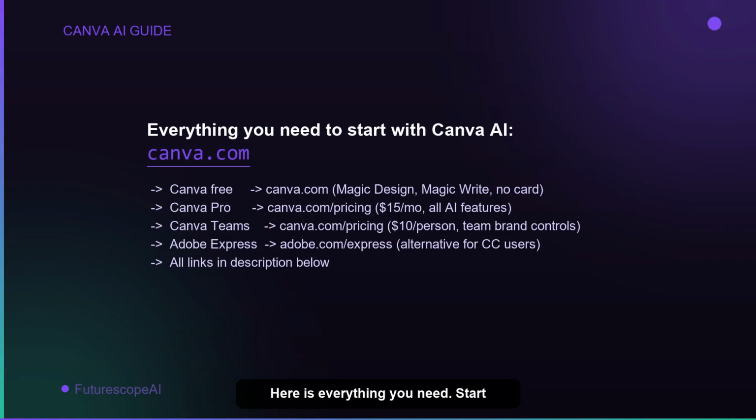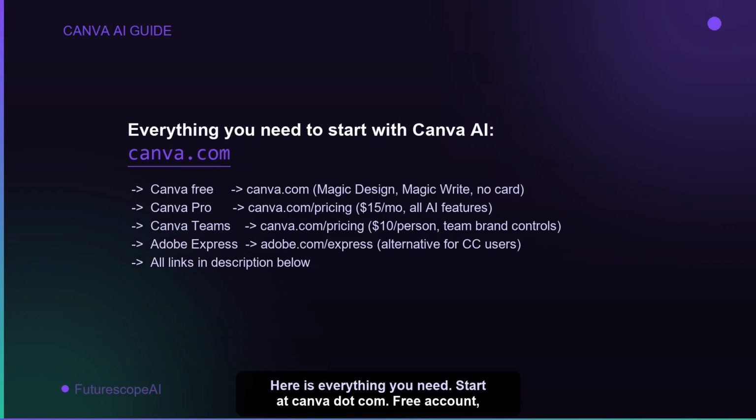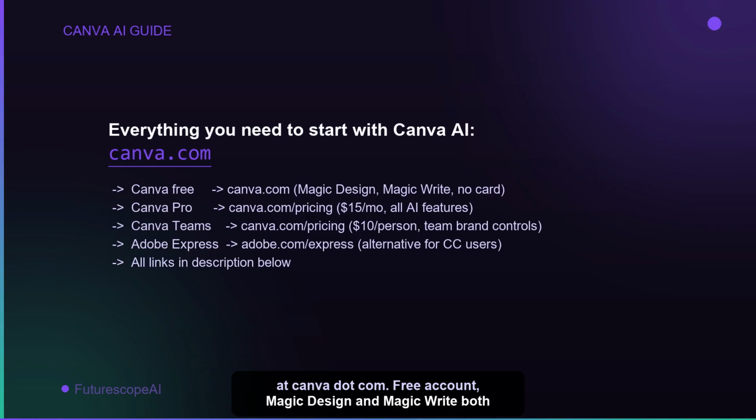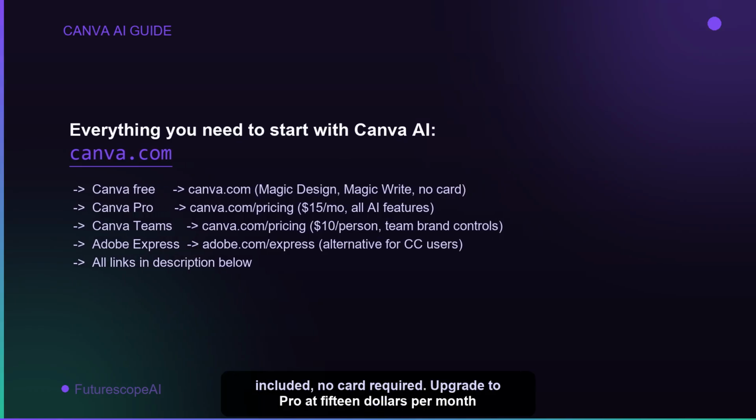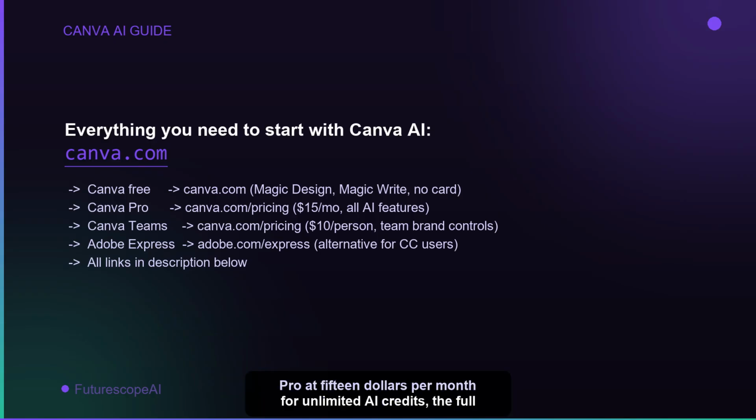Here is everything you need. Start at canva.com, a free account, Magic Design and Magic Write both included, no card required. Upgrade to Pro at $15 per month for unlimited AI credits, the full brand kit, and Magic Switch. Move to Teams at $10 per person when your team needs shared brand kits and brand controls. Both available at canva.com/pricing. If you are already in the Adobe ecosystem, Adobe Express at adobe.com/express is worth comparing.